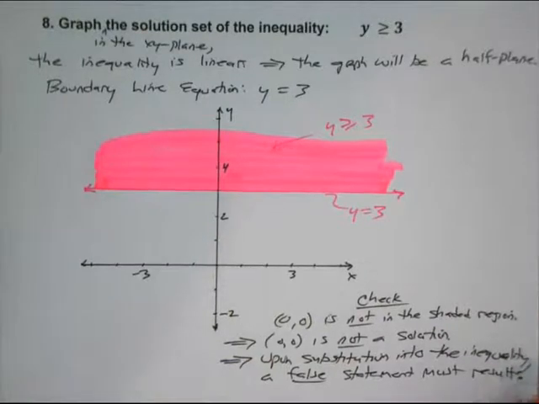Okay, let's do that now. 0, 0 into that equation. 0 goes in for the y. We have 0 greater than or equal to 3. What about that? Well, that's false, as we want it to be. It's not a solution. It's supposed to do that. Okay, looks good.